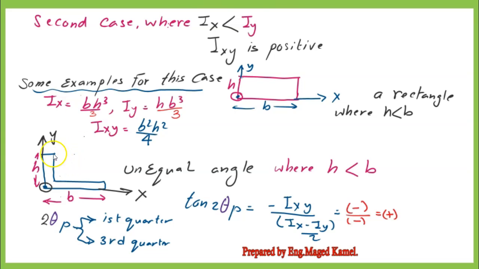Similarly, in the case of unequal angle where the short side is at the left, for that case, if we apply the relation of tan 2 theta equals minus Ixy divided by Ix minus Iy over 2, we have negative multiplied by positive divided by negative equals positive. The angle 2 theta b would be in the first quarter and third quarter.